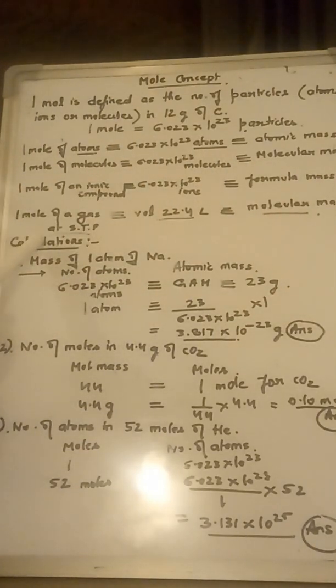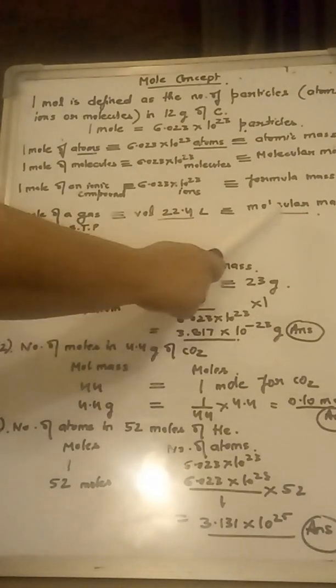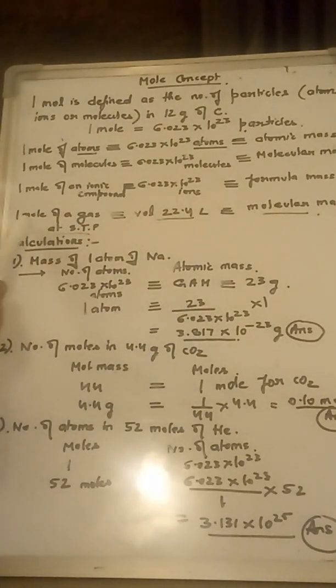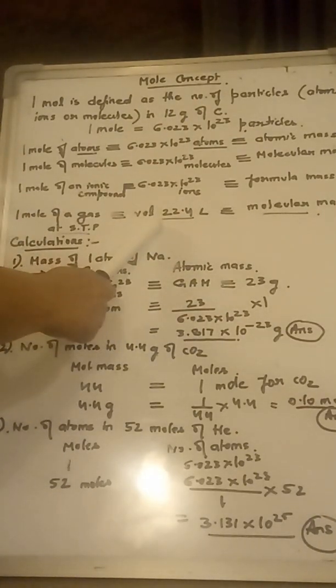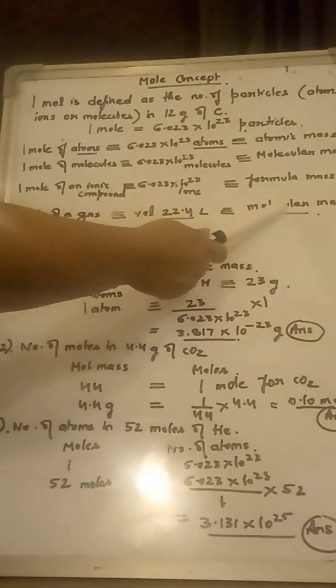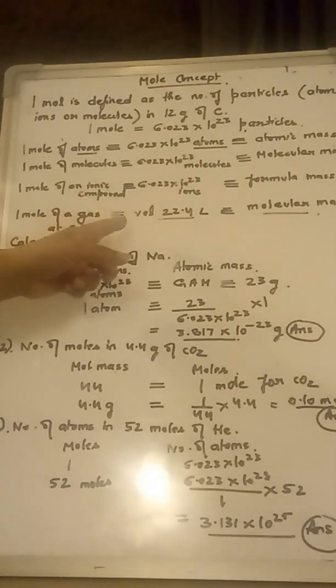For a gas at STP, that is, under standard temperature and pressure conditions, 1 mole of a gas occupies a volume of 22.4 liters, or 22400 milliliters, and has mass equal to its molecular mass. So this relation you are already familiar with, right?